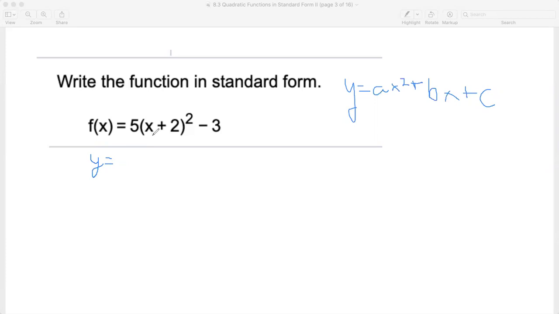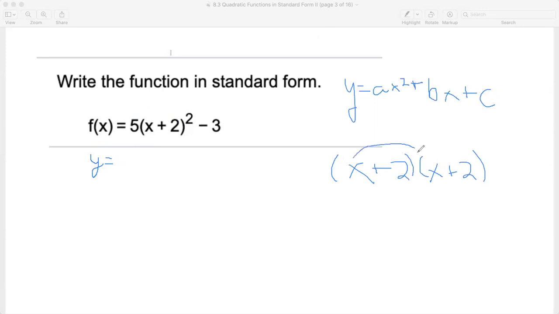So what I need to do first is actually FOIL out x plus 2 quantity squared. What you cannot do, do not try to distribute the 5 in. That's breaking order of operations because you have to deal with exponents first. So please do not distribute the 5 in. It'll ruin everything. So let's go ahead and just FOIL out x plus 2. I'm going to do it off to the side. So remember, x plus 2 quantity squared is the same as writing x plus 2 times x plus 2.